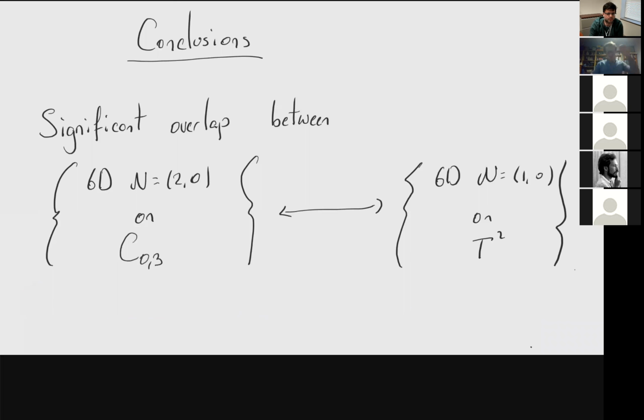Okay, so since I am now at time, let me just conclude. We found some significant overlap between (2,0) compactified on three-punctured spheres and (1,0) compactified on T2. And we found that the overlap extended to the structure of the moduli space.